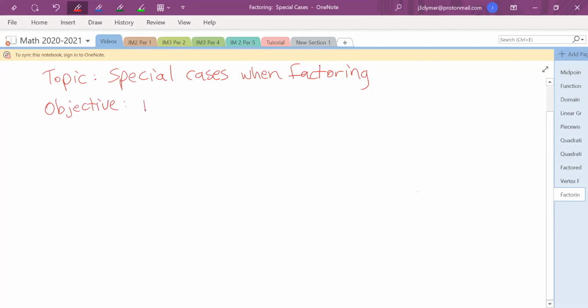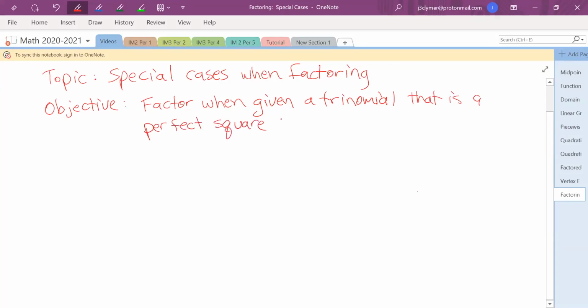So we'll be able to factor when given a trinomial that is a perfect square. So that is one of our objectives. Okay, so if we see a trinomial that is a perfect square, we'll be able to factor that, and we'll learn a technique that makes it a little bit easier.